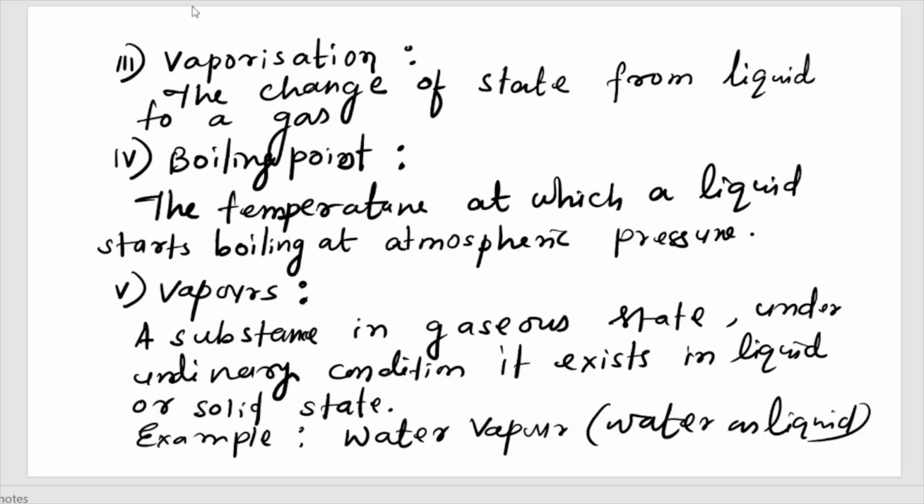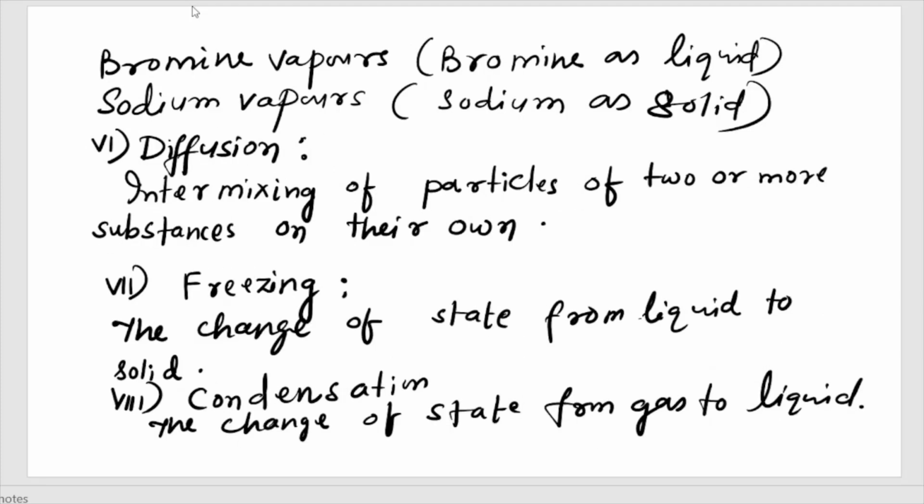The liquid or solid state, it is a combination state. Then bromine vapors. What is meant by bromine vapors? Vapor here means bromine, whose nature is liquid. When it changes to vapor, we call it bromine vapors.